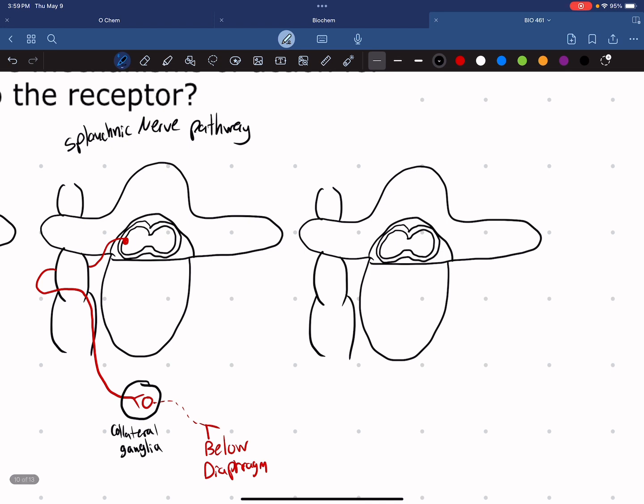And our last pathway will again begin here and not synapse in the chain ganglia. It will pass by the collateral ganglia without synapsing and will travel all the way to the adrenal gland, which is located above the kidney like this.